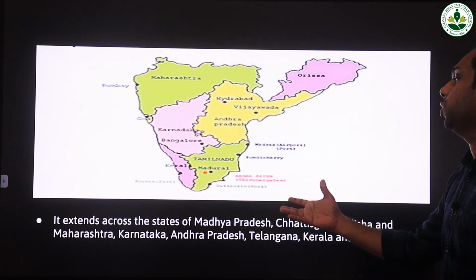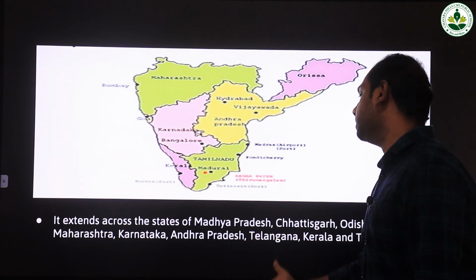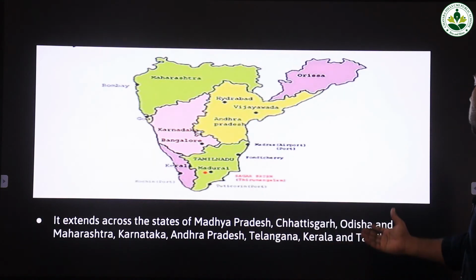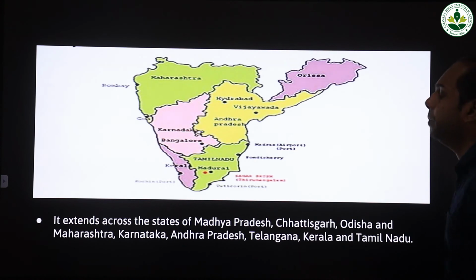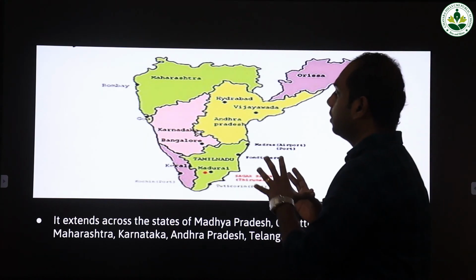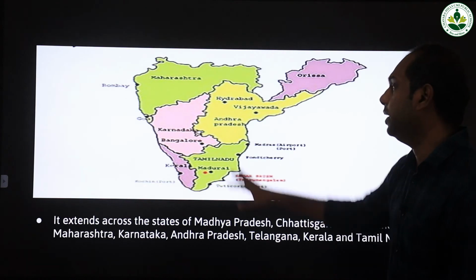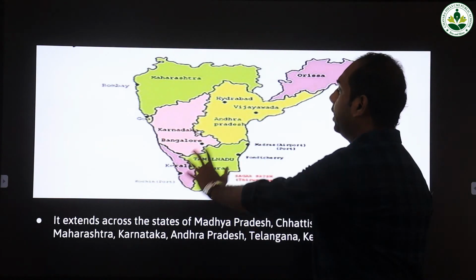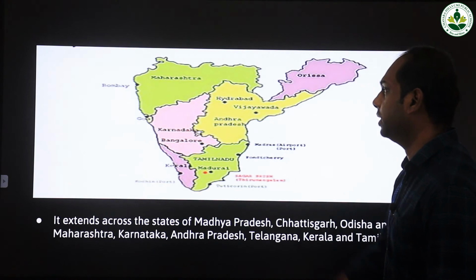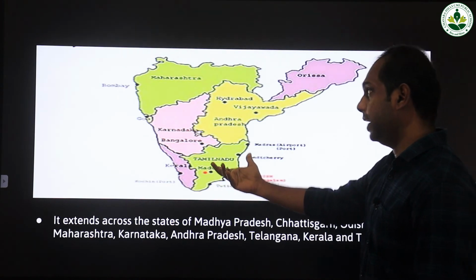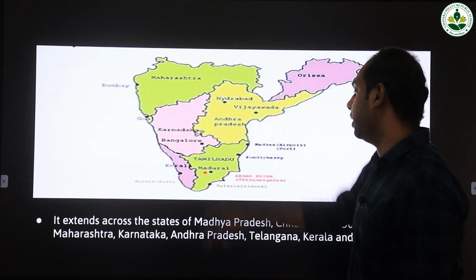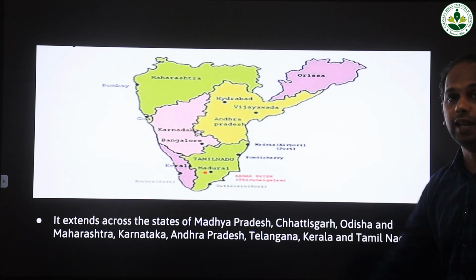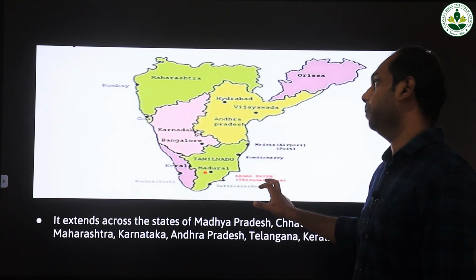The Deccan Plateau extends across many states like Madhya Pradesh, Chhattisgarh, Odisha, Maharashtra, Karnataka, Andhra Pradesh, Telangana, Kerala and Tamil Nadu. So including Kerala, many states are located in the Deccan Plateau. As you see here, this is the location of the Deccan Plateau. Which are the states which spread across the Deccan Plateau? Andhra Pradesh, Tamil Nadu, Kerala, Maharashtra, Chhattisgarh are located where? They are located in the Deccan Plateau.